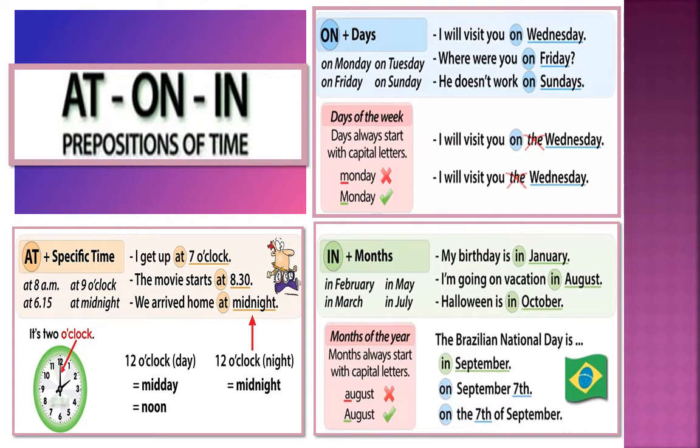Okay? But here in comes with months. For example, my birthday is in January. I'm going on vacation in August. Halloween is in October. Months of the year. Months always start with the capital letter, like the days of the week. The Brazilian National Day is in September.